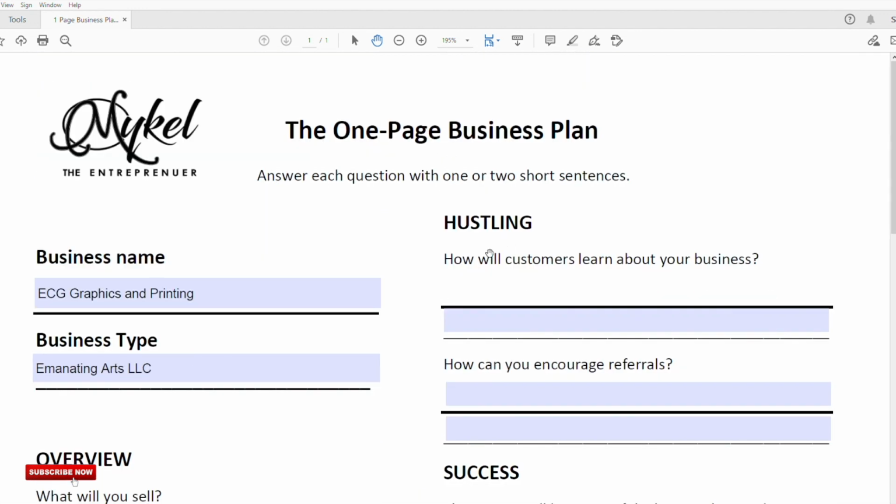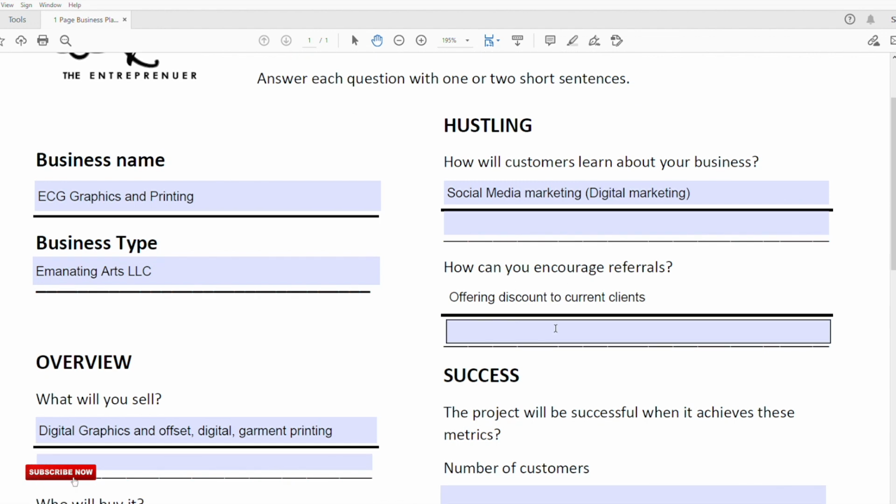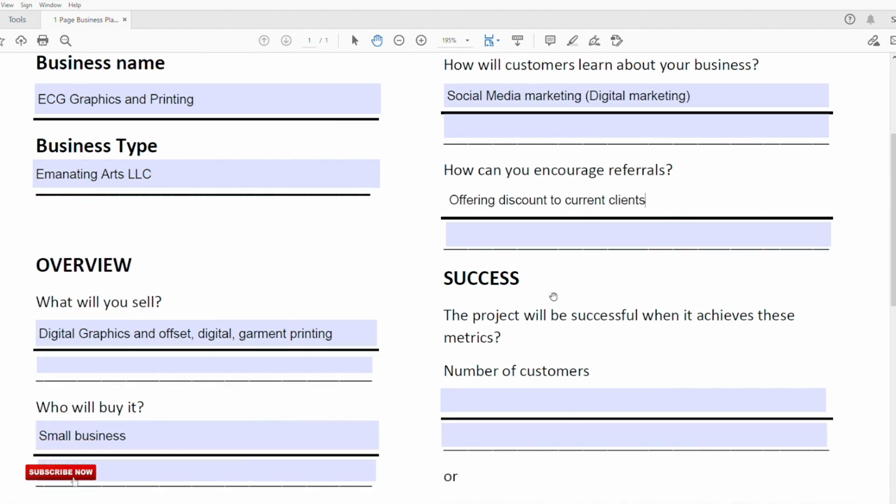So the next thing is hustling. How will customers learn about your business? It will be through social media marketing or digital marketing. I already have a couple of quick little videos that I do, and I just drop them on my social media page, and I'll also run some Facebook ads. How can you encourage referrals? Offering discounts to current clients. So that just means if a client were to refer someone, they can get a percentage off of their next order.